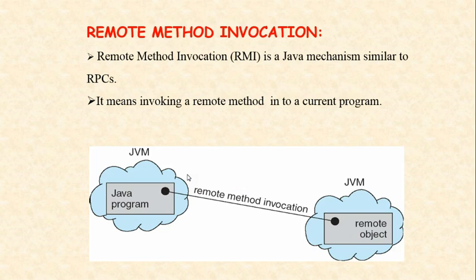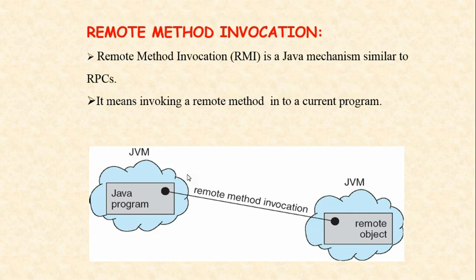So now coming to remote method invocation. What is RMI? RMI is a Java mechanism similar to RPC, remote procedure calls. It is a mechanism that allows one to invoke a method on an object that exists in another address space. That address space may belong to the same machine or a different machine, no problem with that. Here we have three processes that participate in remote method invocation.